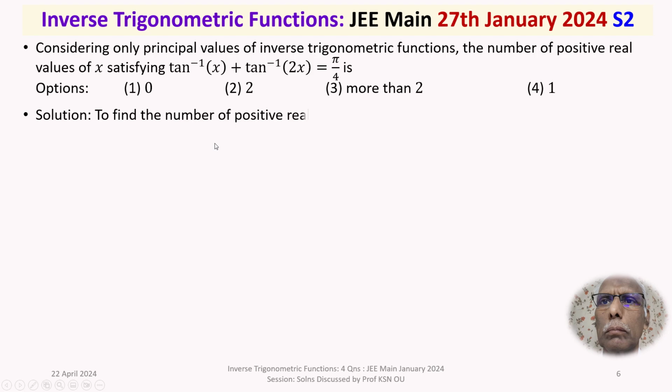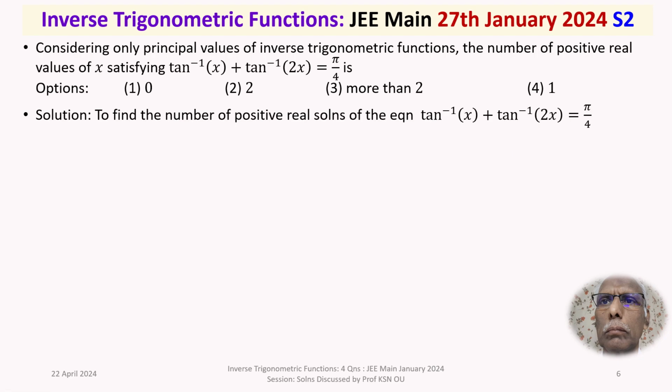To find the number of positive real solutions of this given equation, tan inverse x plus tan inverse 2x is equal to pi by 4, first of all, you have to take the given hypothesis seriously. That is, you have to consider only the principal values of the inverse trigonometric functions, not the general values. Agreed. Now, we have to find the number of positive real solutions of this inverse trigonometric equation.